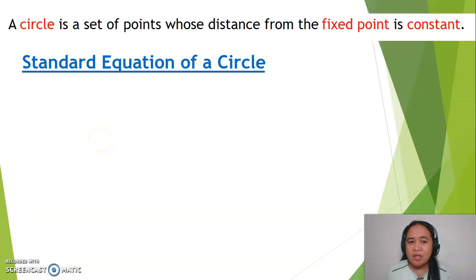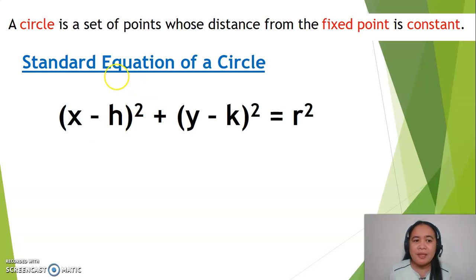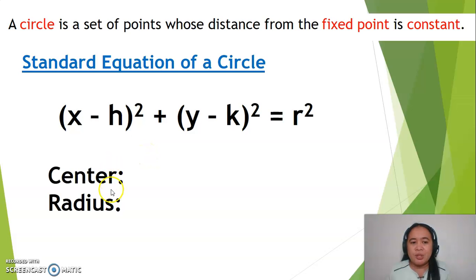Now, the standard equation of a circle is given as (x - h)² + (y - k)² = r², where it has two important properties. The center here is (h, k), while the radius is r. So, for any circle, as long as you know the value of the center and its radius, identifying its standard equation is always possible.